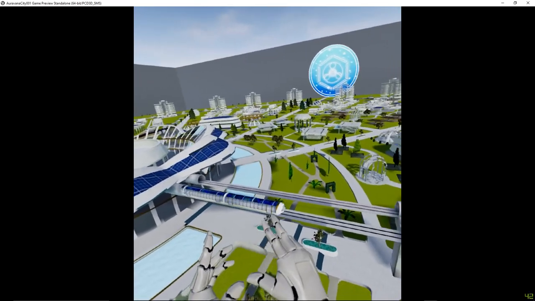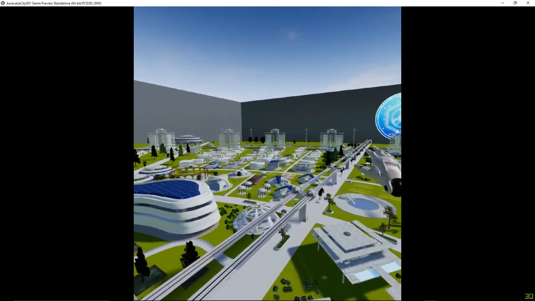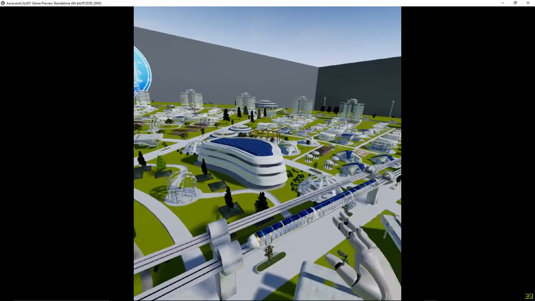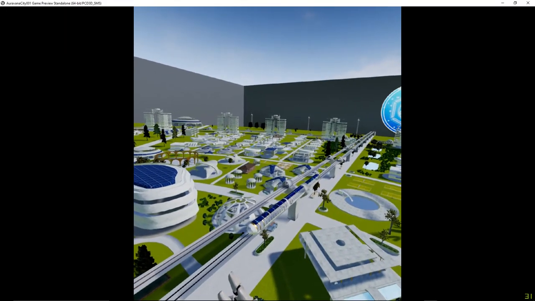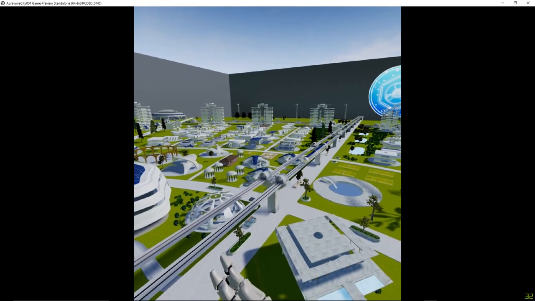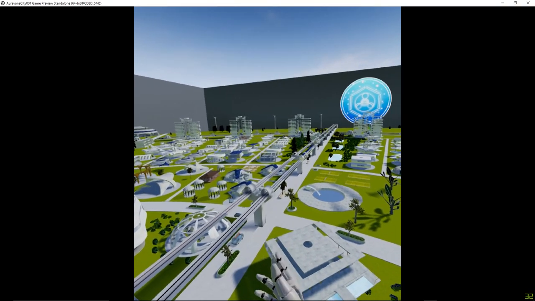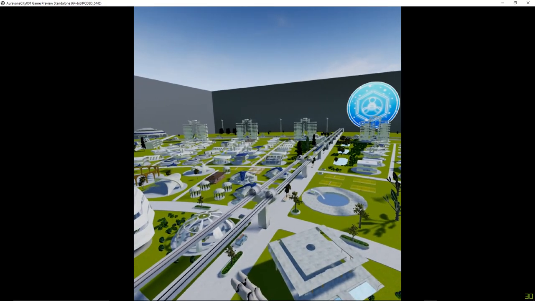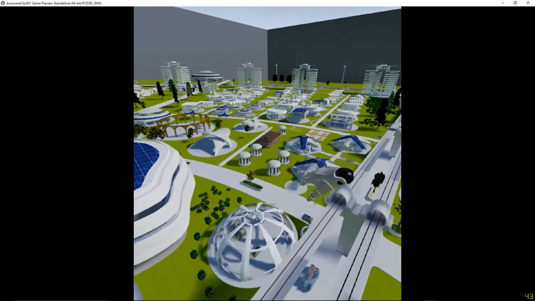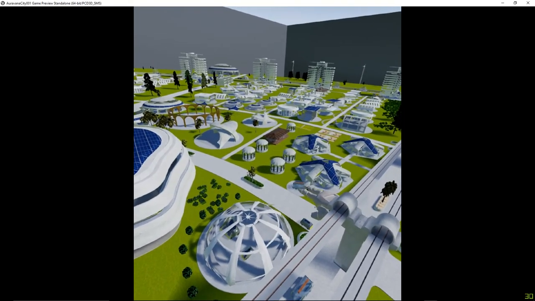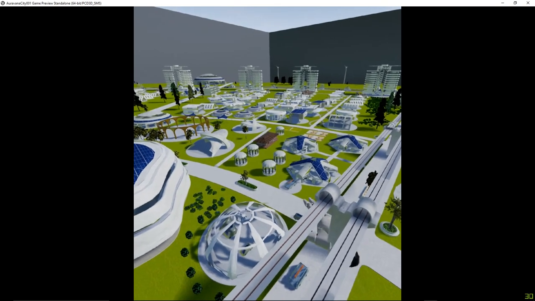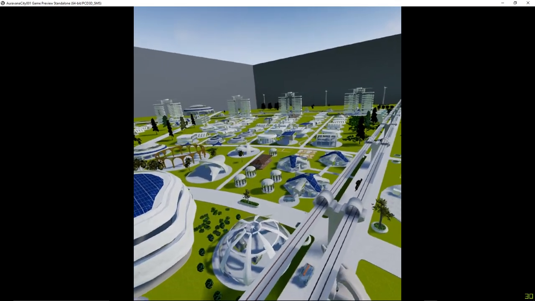So this train will go to the end, and the other train going in the opposite direction will go to the end and then come back. And so this is animation that I think I created in Unreal Engine, but you can also create animation in 3ds Max and then import it into Unreal Engine, or you can create the animation in Unreal Engine. So for example, this vehicle right here is part of the personal rapid transportation system, and I've just created this very simple animation.